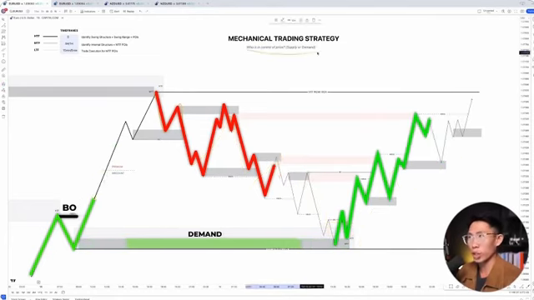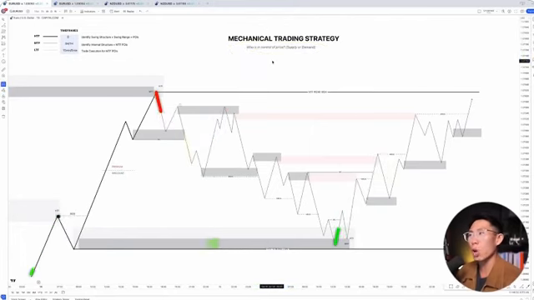So yeah, this is the question that you want to ask yourself at all times. Who is in control of price? Because if you can answer that question, you can be on the right side of the market and you can actually win rather than lose your hard-earned money.